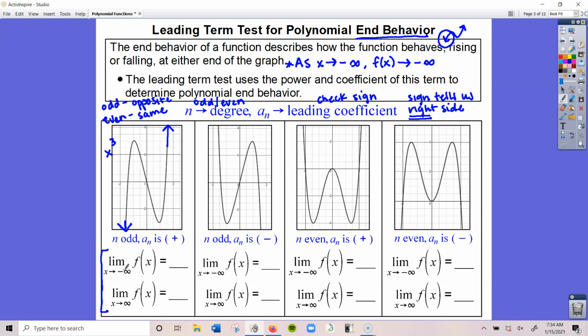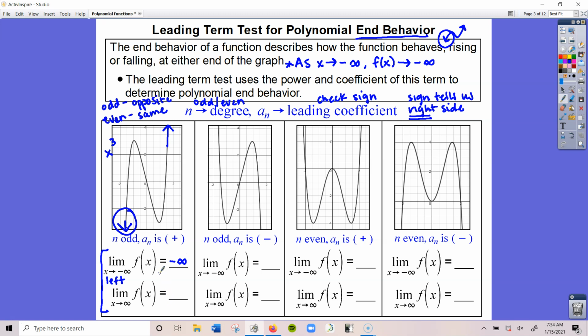So let's look at this notation so we can understand it. So we're looking for the limit as x is approaching, because remember that's what the arrow represents, approaching negative infinity. So this is the left side of the graph. So I would look at my left side and I see that my f of x, my y values, are going down. So this means that the limit as x is approaching negative infinity of f of x is equal to negative infinity.